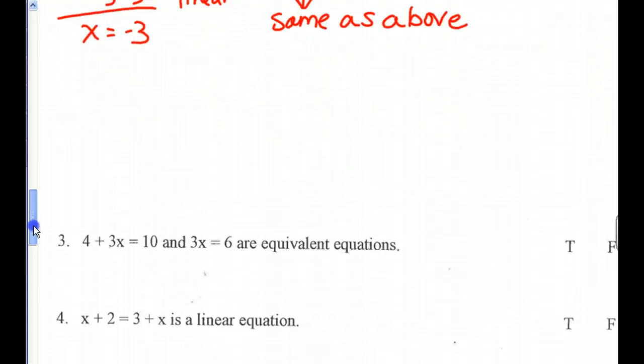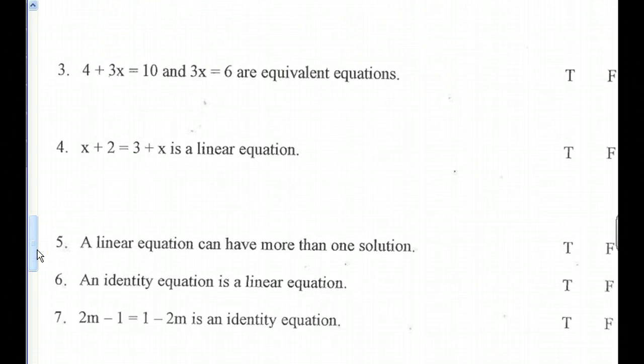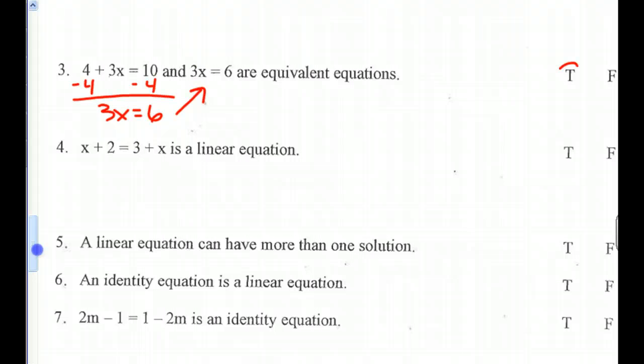All right, next page. Number 4. 4 plus 3x equals 10 and 3x equals 6 are equivalent equations. Well, let's solve it. We minus 4 from both sides. We get 3x equals 6. Well, isn't that the same as 3x equals 6? Yes, it is. So that is a true statement.